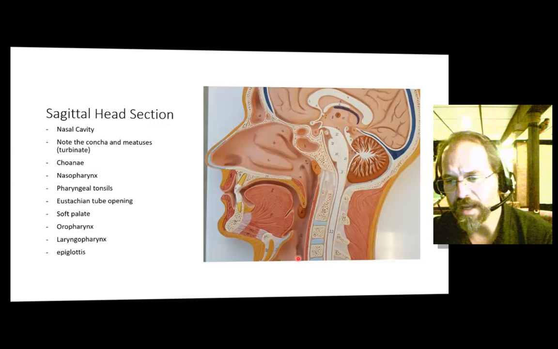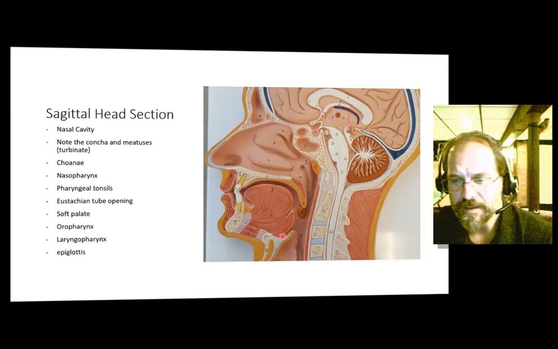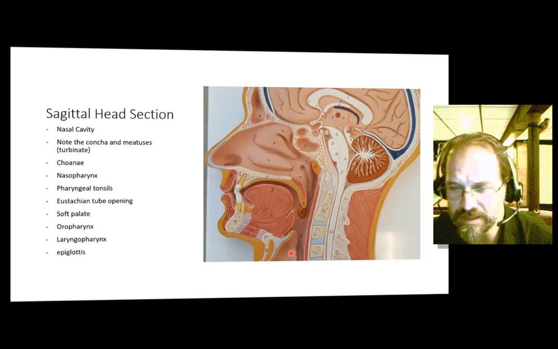But we come down below that and we have the laryngopharynx, which contains the opening into the larynx anteriorly. That opening is called the glottis, and the cartilaginous flap above it is the epiglottis, which you can see here. So we just start to see the tip of the larynx on this model. And then the whole model extends down. You can see the entire larynx.